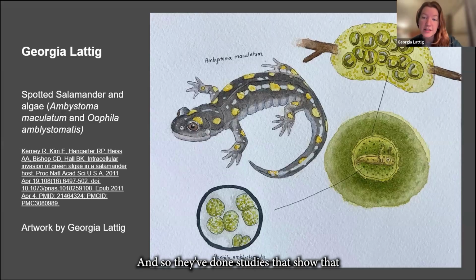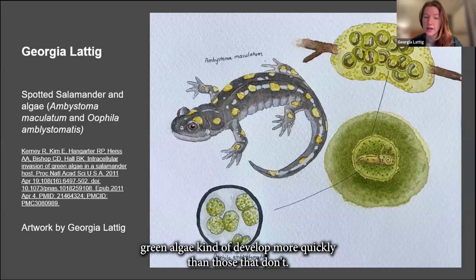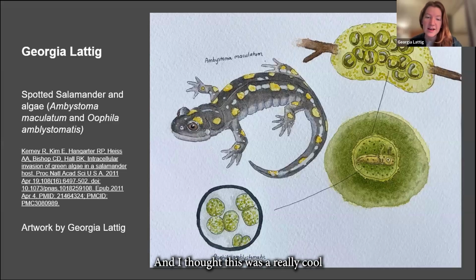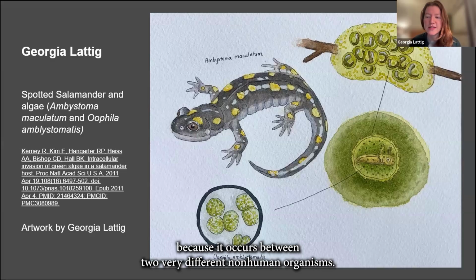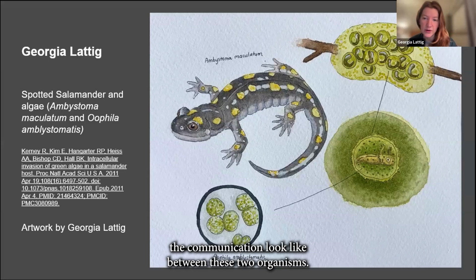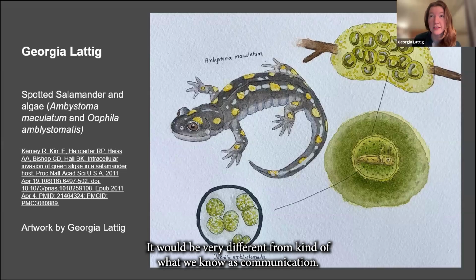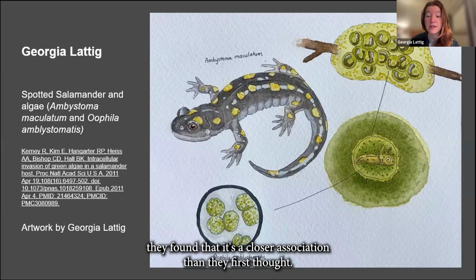They've done studies that show that the egg masses that have this green algae develop more quickly than those that don't. I thought this was a really cool example, not only because it's a familiar one, I've seen it when I was living in the Northeast, but also because it occurs between two very different non-human organisms. I was fascinated by the idea of what the communication would look like between these two organisms. It would be very different from what we know as communication. And also, they found that it's a closer association than they first thought.